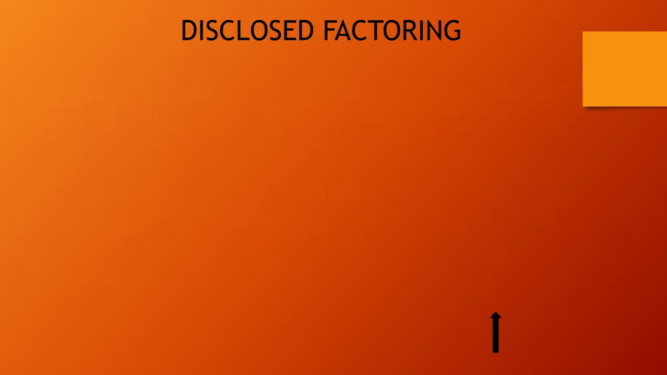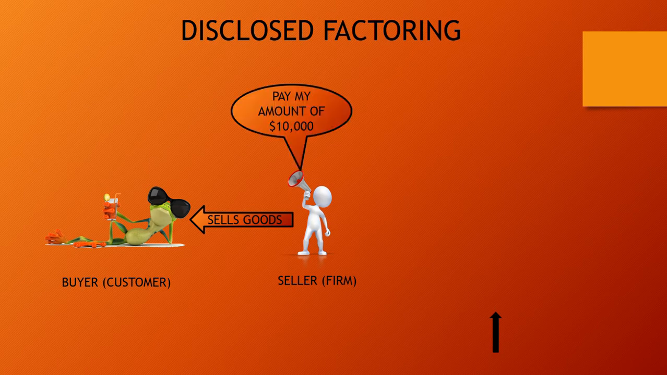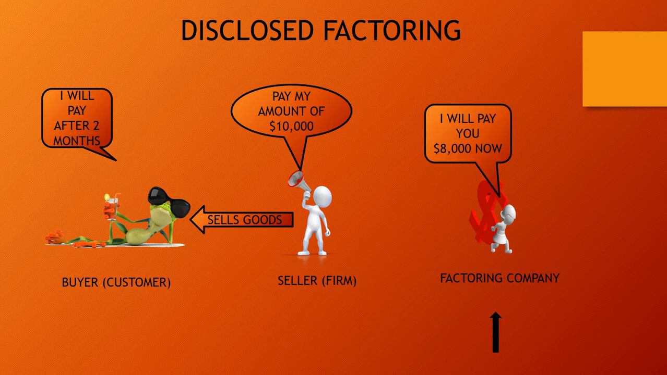Now next is disclosed factoring. So again, this is your customer, this is your firm. The firm is selling goods. The firm is demanding $10,000. The customer is saying I am going to pay you after 2 months. It again approaches the factor. The factor pays $8,000 to the firm. After 2 months, this customer again says I don't have money, I don't want to pay, I have become bankrupt, so I cannot pay.